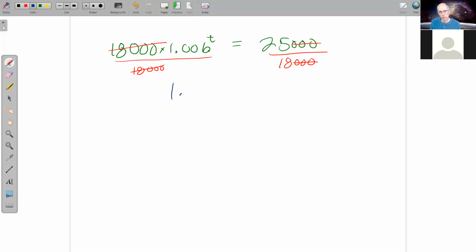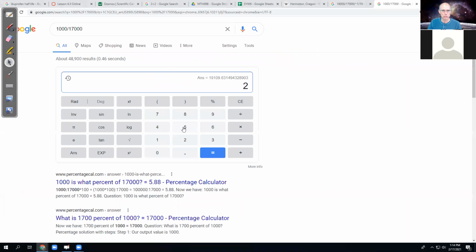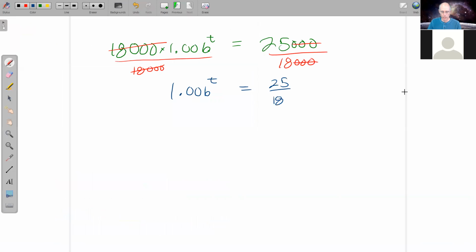So now I have 1.006 to the t equals 25/18. And my guess is 25/18 might be a messy decimal. It might not be too bad. 1.3 with a whole bunch of 8s. That's not too bad. So you could use a decimal version here if you want. I'm going to stick with the fraction.